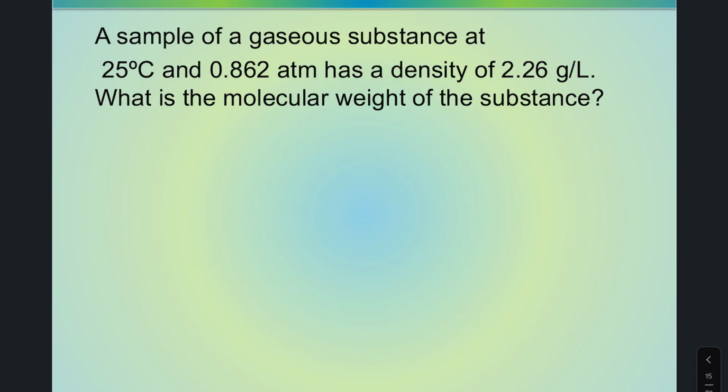So if we have a sample of a gaseous substance at 25 degrees Celsius, we have 0.862 atmospheres and a density of 2.26, we are able to find out the molecular weight of the substance. Let's go ahead and try that out. First things first, make a little list of everything that you need. We'll start with the density. It's going to be 2.26. Oh, my mistake. Go ahead and pause it here if you would like to give it a shot on your own.